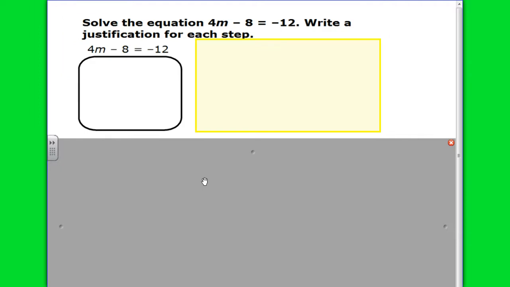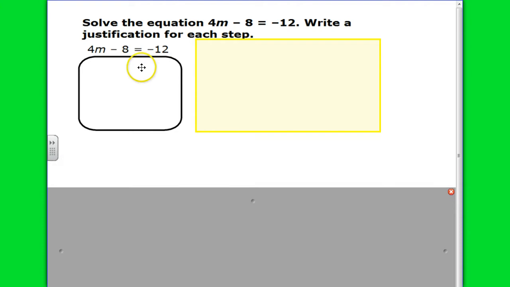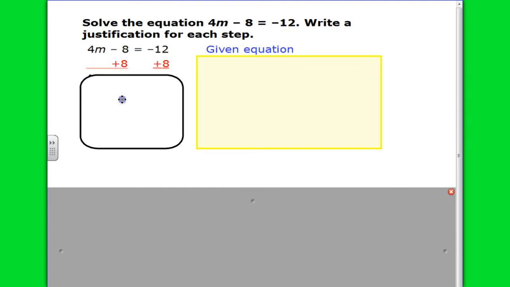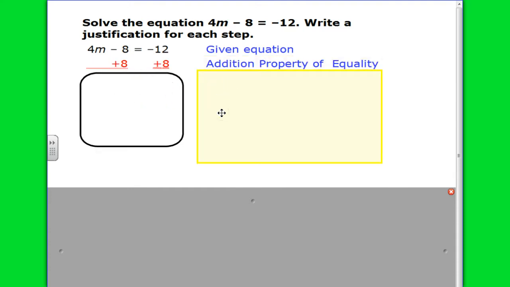Let's solve the equation 4m minus 8 equals 12. And each step of the way, we're going to write a justification. So this is the new thing, writing a justification for each step. So this first step is just to write the equation, and that is called given. We're justifying that step by saying we were given this equation. So what might we do next? Probably add 8 to both sides, right? And so this is the addition property of equality.